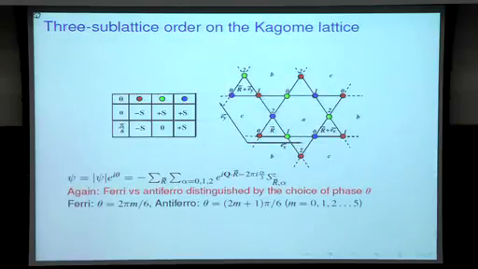So you can construct the order parameter in exactly the same way. You just also sum over the internal index alpha, which tells you which of these 3 basis states, which basis site, you're using.